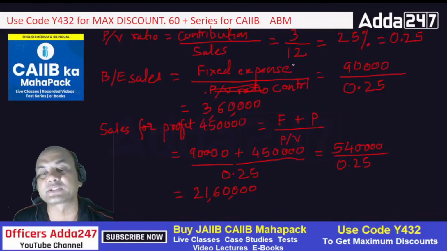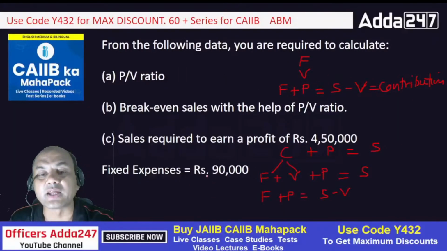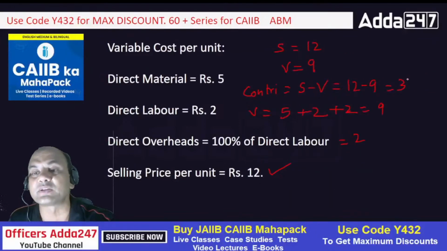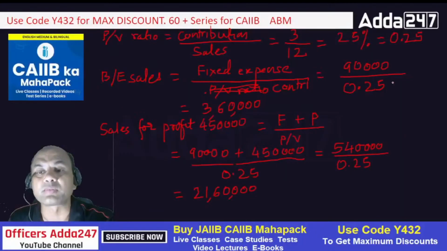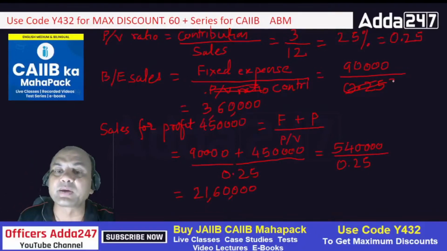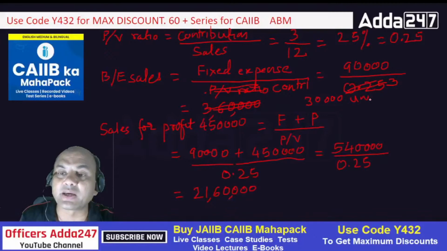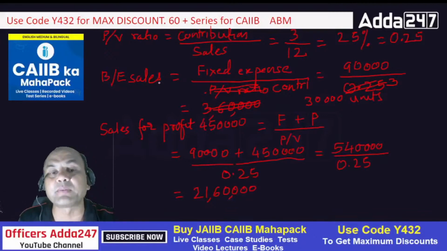So what is fixed cost? Fixed cost is given over here. This is 90,000. So 90,000 upon contribution, which just now we found out is 3. So it becomes 90,000 upon 3, which is 30,000. So this many units I have to produce to get my break-even sales. This is my number of units which I have to produce to get my break-even sales.